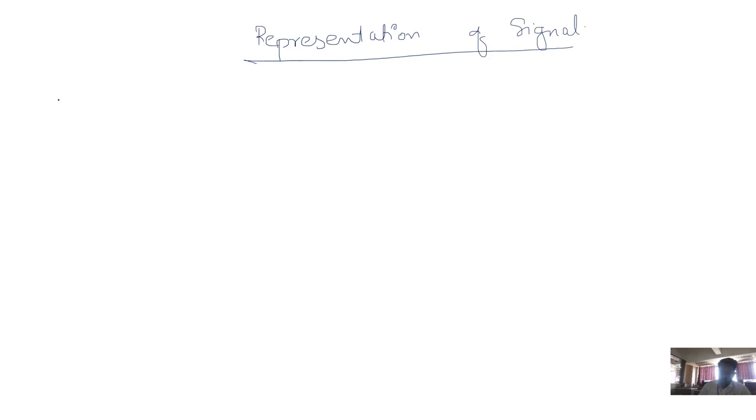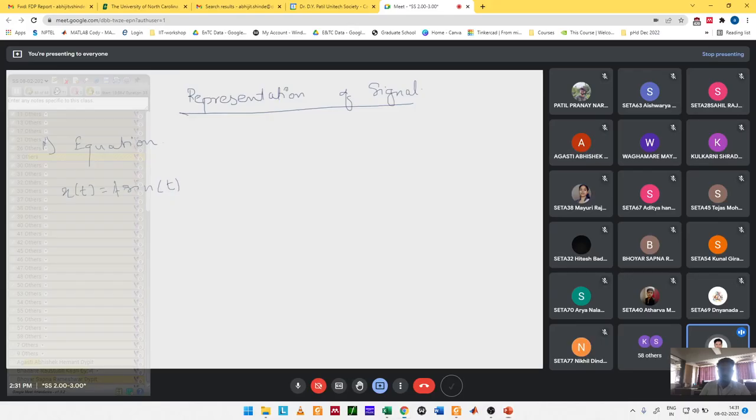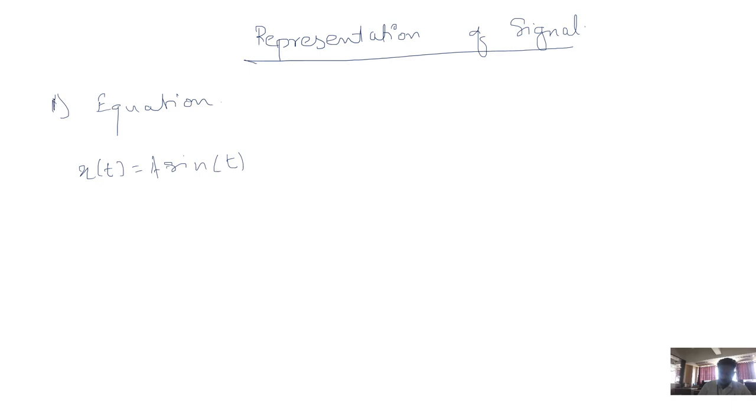Then there is something called representation of a signal. How do we represent a signal? There are three ways to represent a signal. First, we write an equation of a signal. For example, say x of t is equal to A sine t. I have written just a simple equation. I hope it is clear. So the first representation is writing an equation.